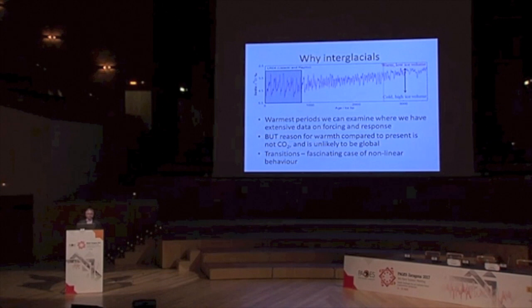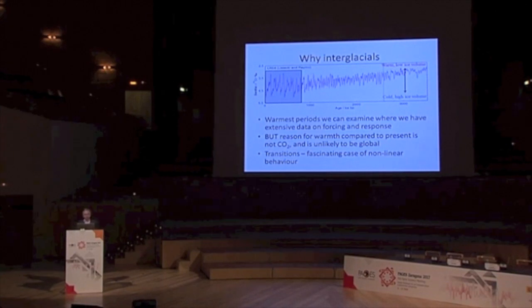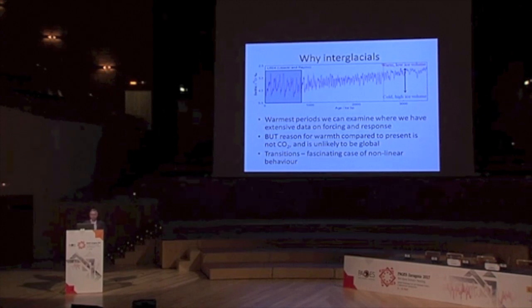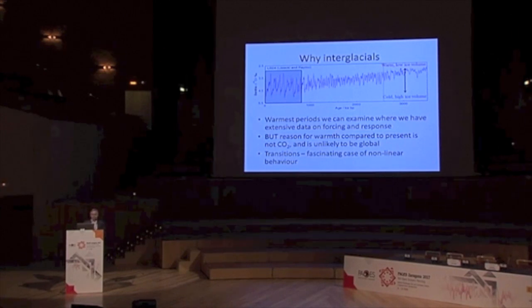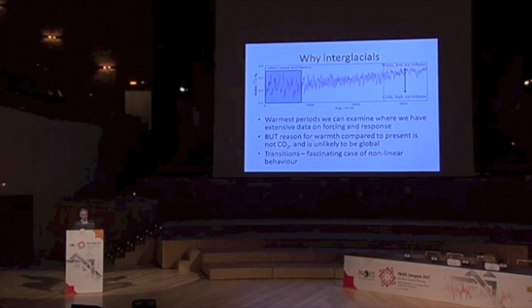So it gives us lots of examples of a period that's as warm as today, at least. But of course, the reason for the warmth is not carbon dioxide, and it's unlikely to be global. I'll come back to that. So we just have to be aware of that when we're looking at the things that we see in past interglacials. And of course, we're particularly interested in the transitions into interglacials. I'm going to talk about that a bit, that's why I've mentioned it.